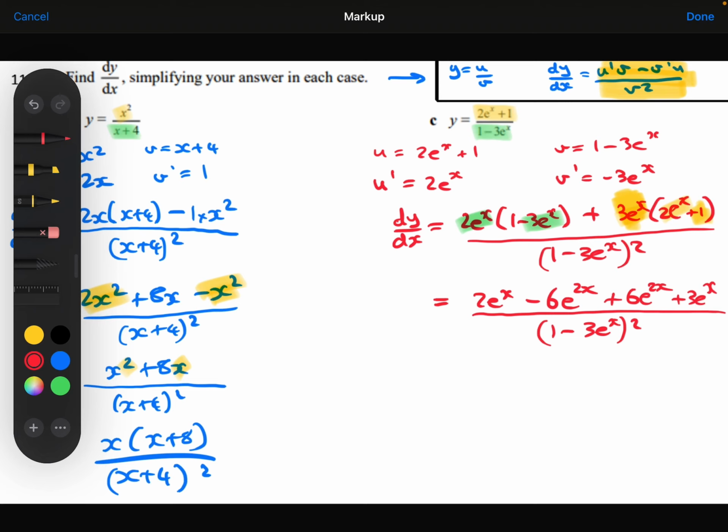And the nice thing is now we can see these two things are going to cancel out, and we can add the 2e to the power x and the 3e to the power x to give 5e to the power x. And that's my answer in its simplest form.